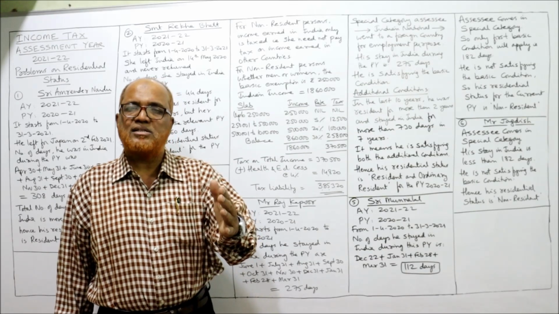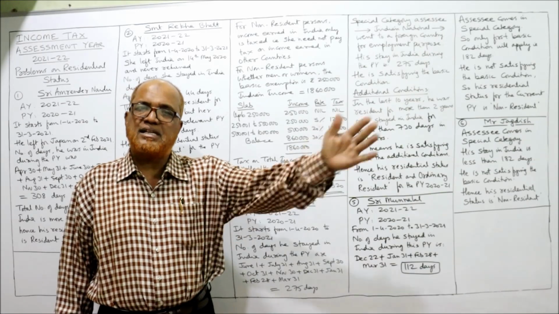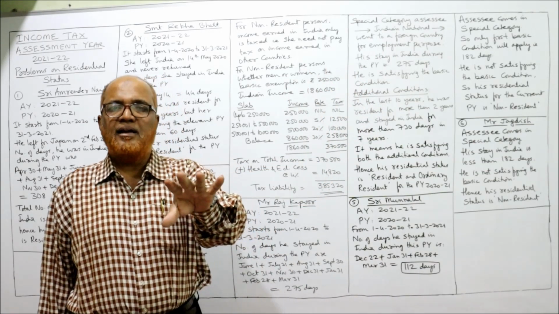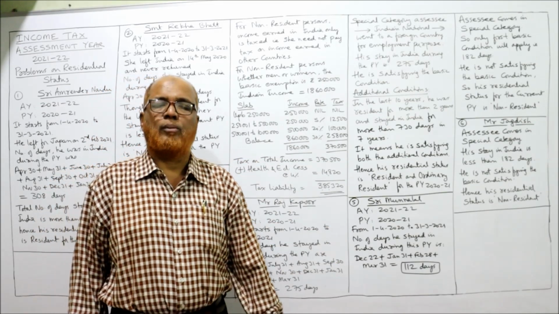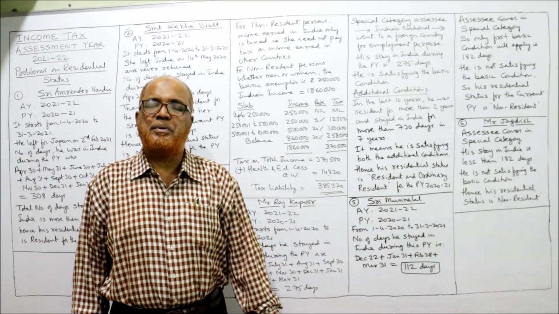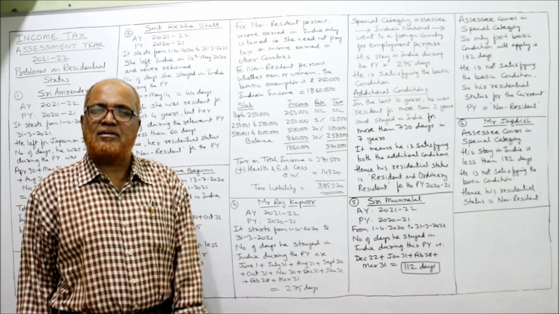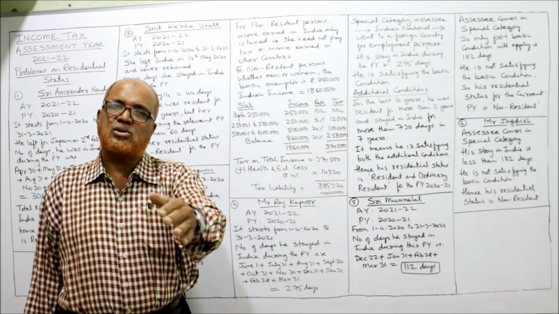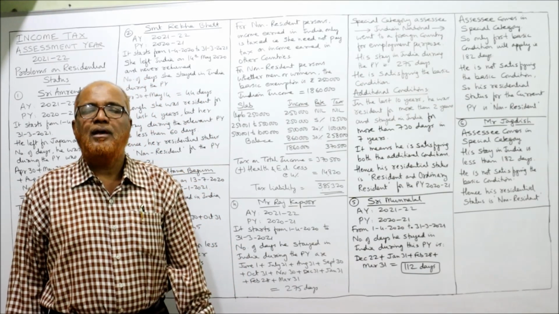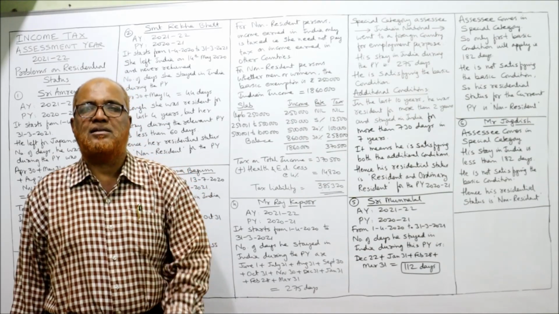The first additional condition says he must be a resident in 2 out of 10 previous years preceding the current previous year. Second additional condition says must stay in India for 730 days or more during 7 years preceding the current previous year. Both the conditions Mr. Raj Kapoor satisfied. The basic condition satisfies, additional conditions also satisfies. He will become a resident and ordinary resident.